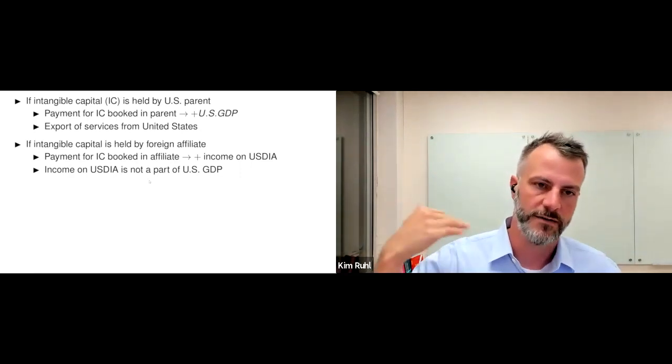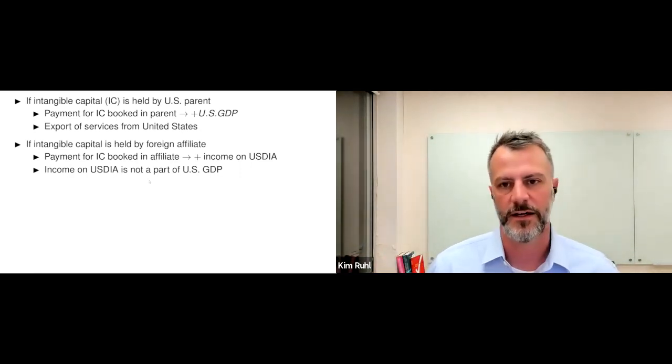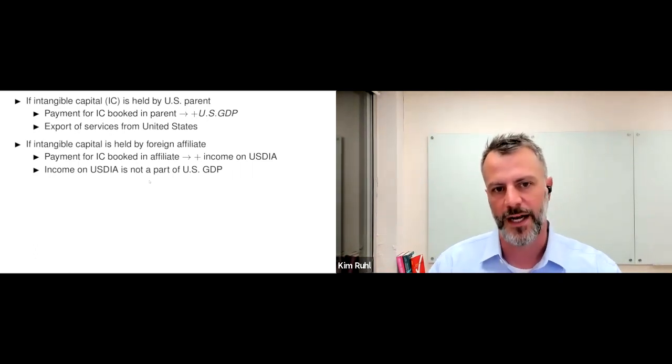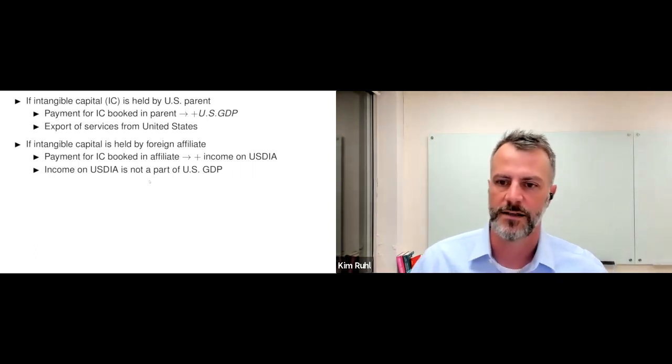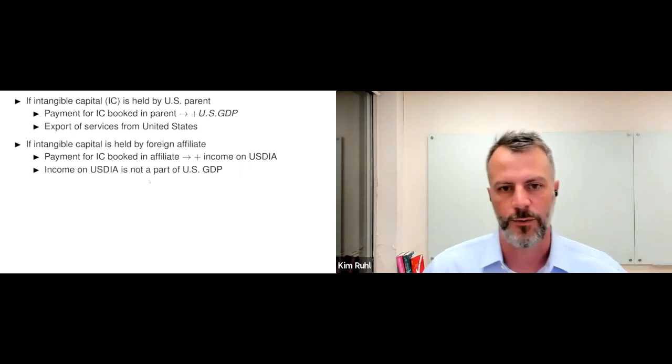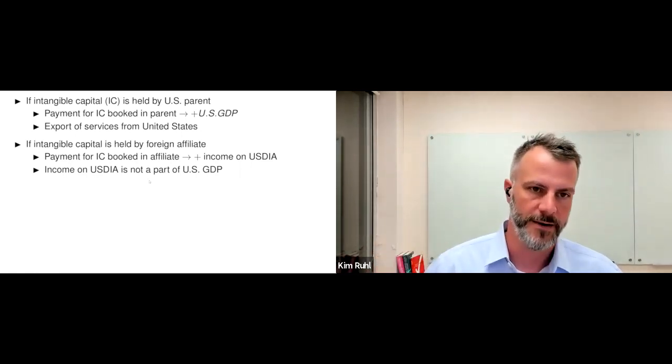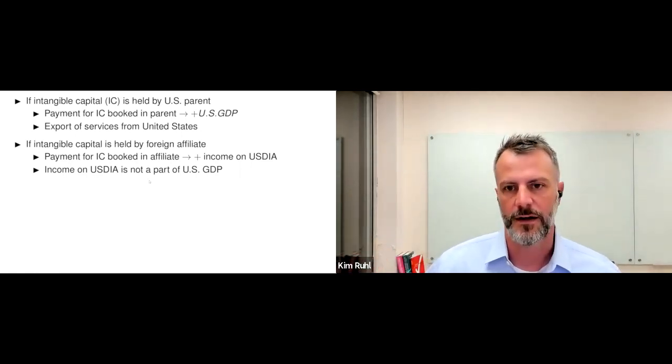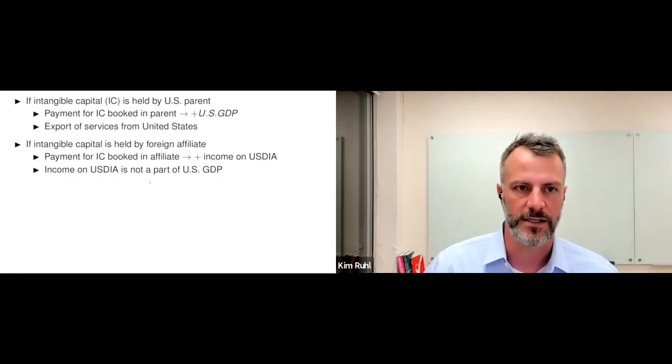So you'd have a flow of payments into the United States, and then you need to have a counterflow so that all the accounts balance. And so the counterflow would be an export of services from the United States. It's a service of intellectual property in exchange for payment. And so that's what it would look like if all these US firms still held on to their intangible capital.